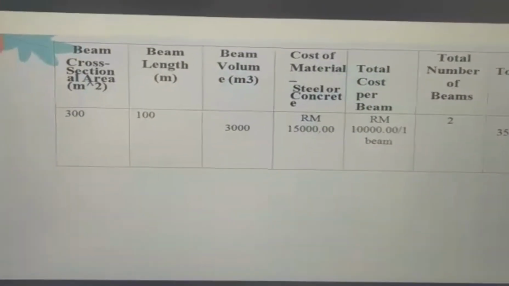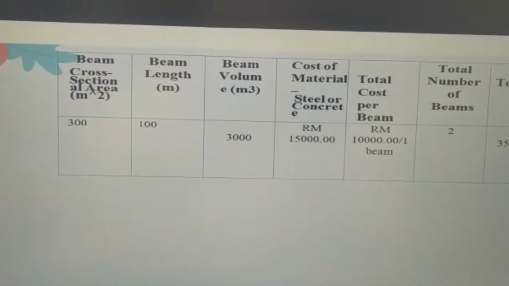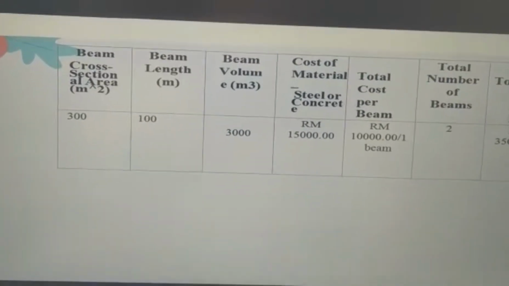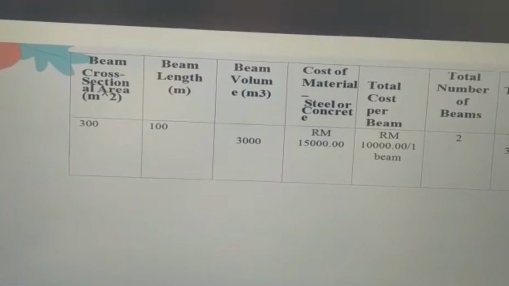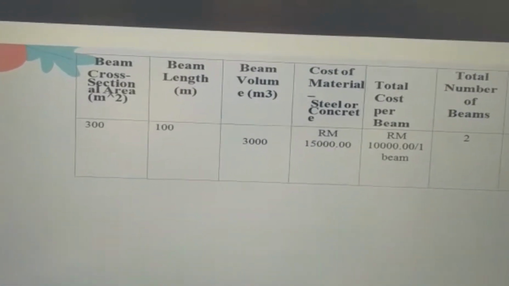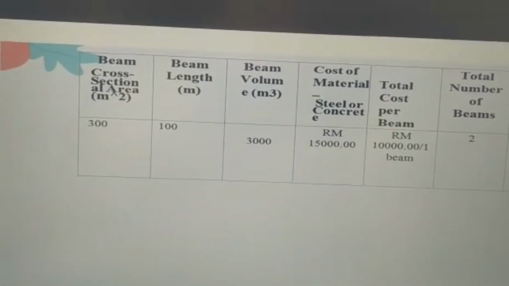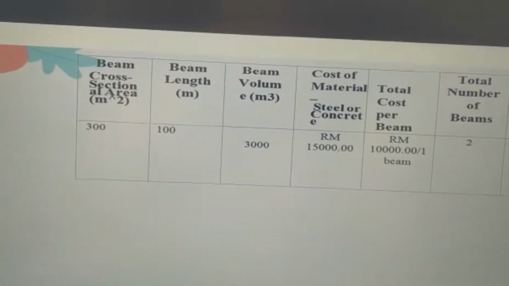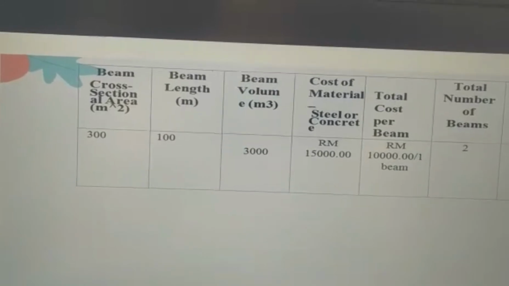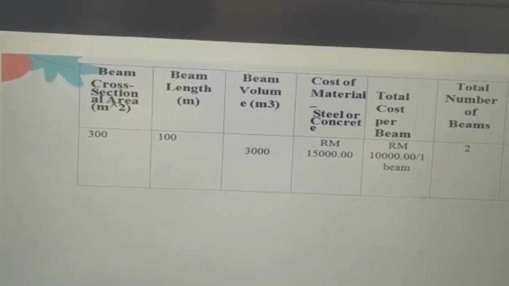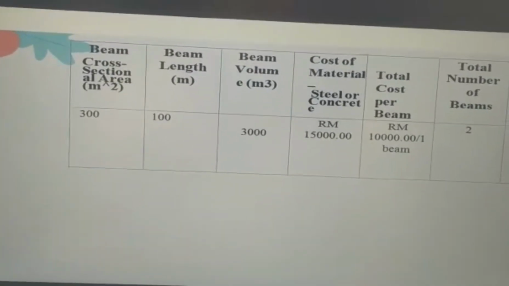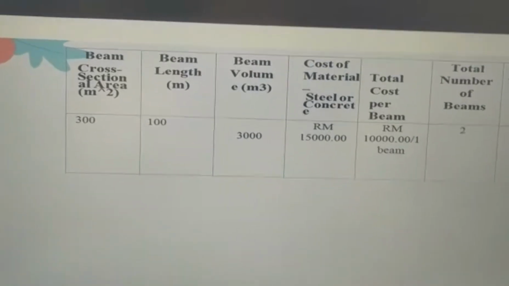So we have the beam cross section area is 300 meter square, and then we have beam length which is 100 meter, so we get 3000 meter cube. So cost for one steel or concrete is 15,000, so the total cost will be 10,000 for one beam. So we have two beam, the total cost is 35,000.